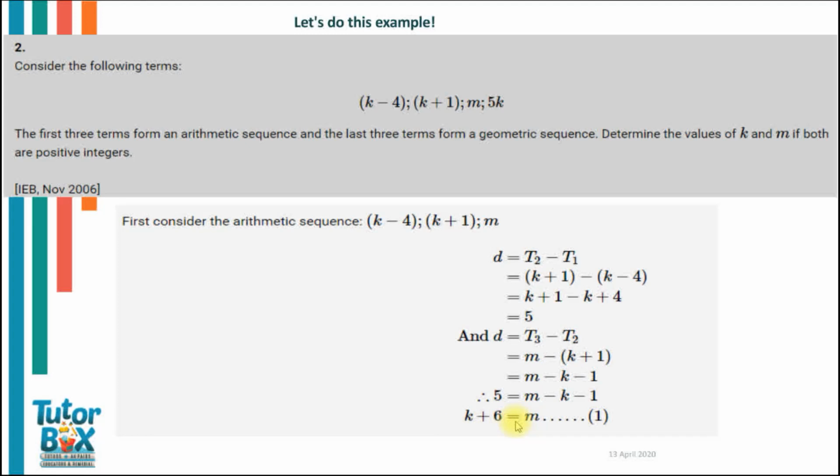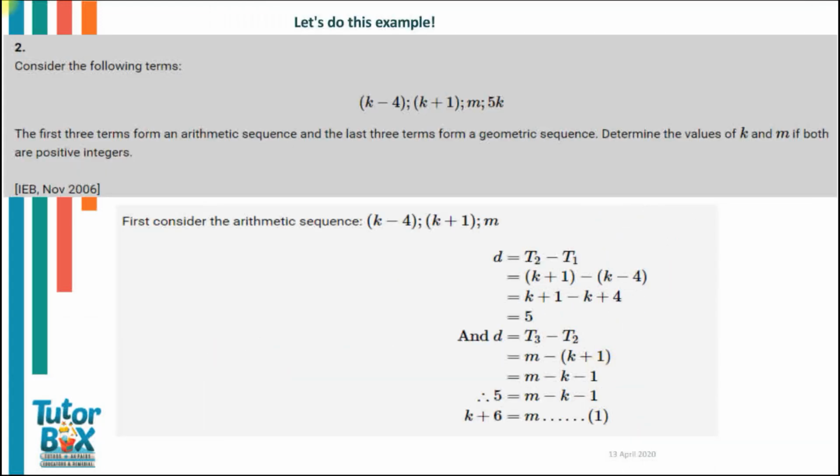So I have my first equation, which I can rewrite as m is equal to k plus 6. Here they say determine the values of k and m if both are positive integers. You could have even put k as the subject of the formula, but in this case, let's just use m.